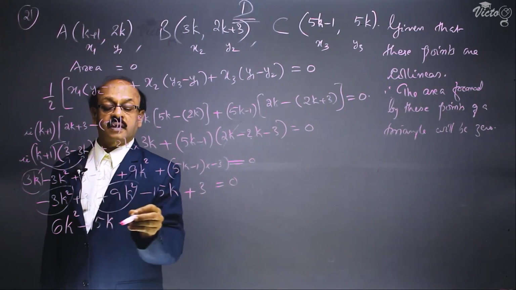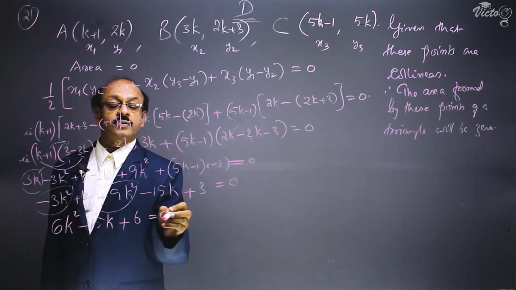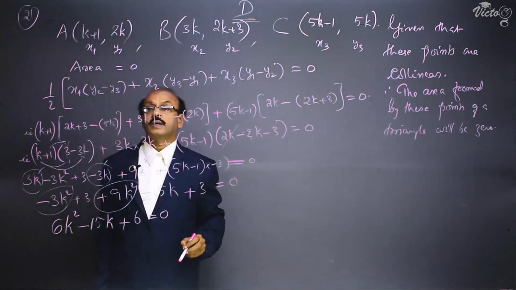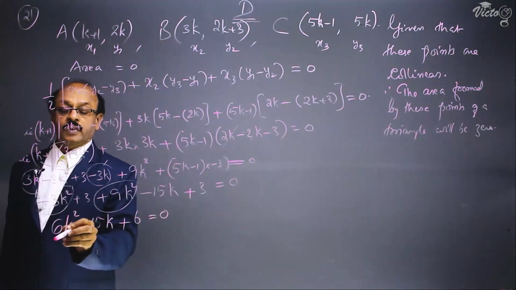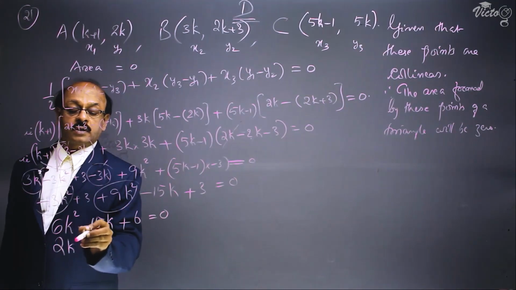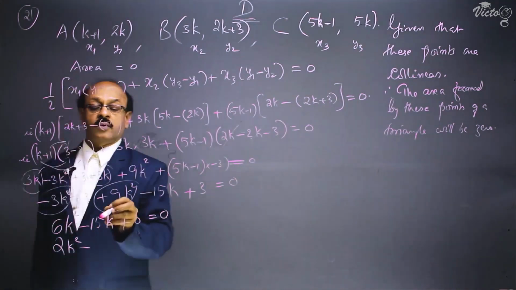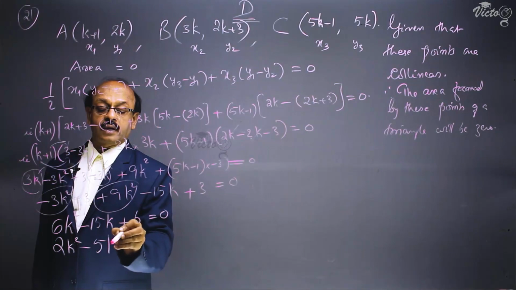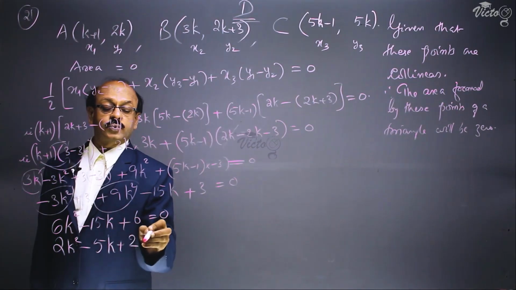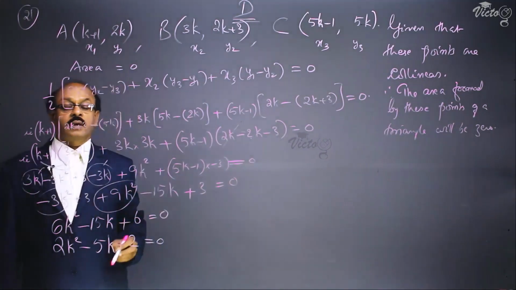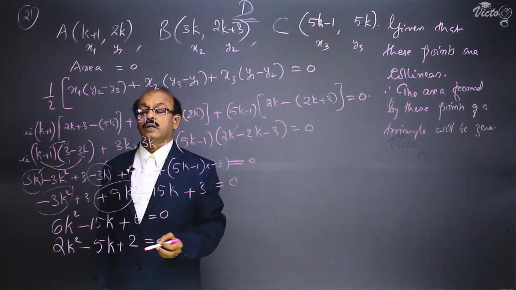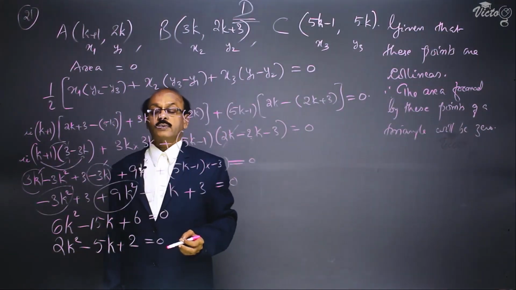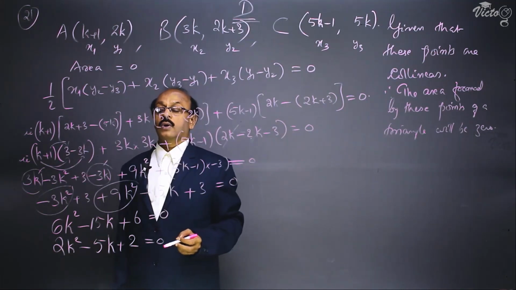3 plus 3, 6 is equal to 0. We can divide throughout by 3. Dividing throughout by 3, it is 2k square minus 15 by 3, 5k plus 2 is equal to 0. Here we have to factorize the second degree equation: 2k square minus 5k plus 2 is equal to 0.